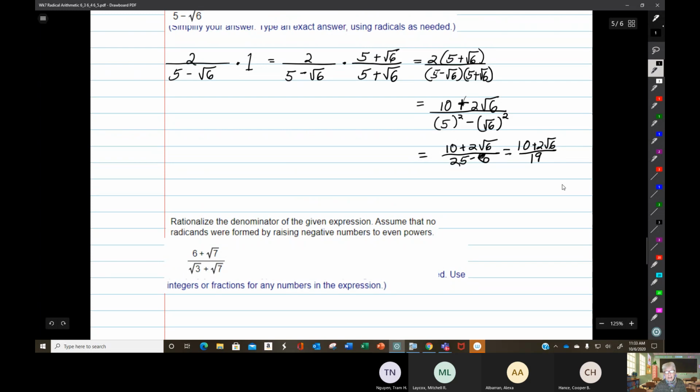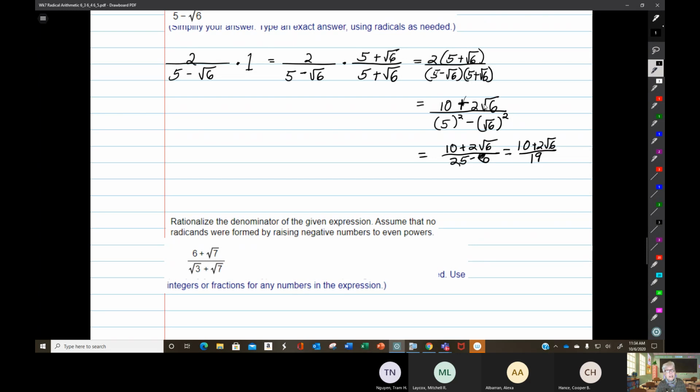Okay, but anyway, that is the answer. And could you not add 10 and 2 together, or is it because 2 is part of the square root of 6 variable? Yes, yes, okay, very good. This is a constant, and this is a radical term.